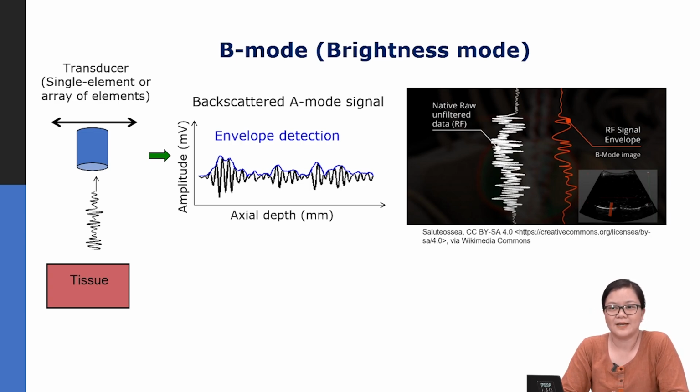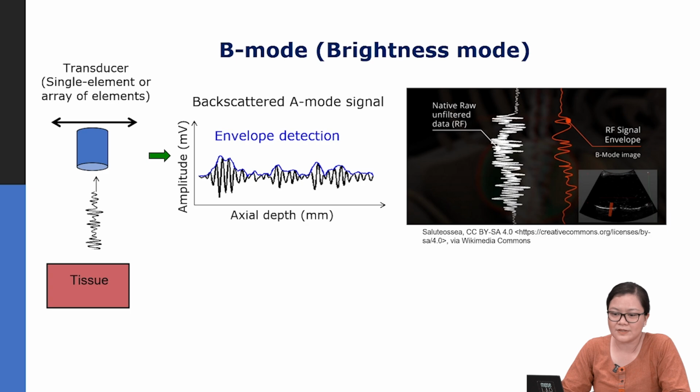The next mode that we will discuss is called B mode, or brightness mode ultrasound. So what we have here on the left is a schematic of our transducer. It can either be a single element transducer or an array of multiple elements here. If you have a single element transducer, that transducer would move in this horizontal or lateral direction to be able to look at the entire imaging field of view. If you have an array of elements, those multiple elements would already cover a wide range of view.